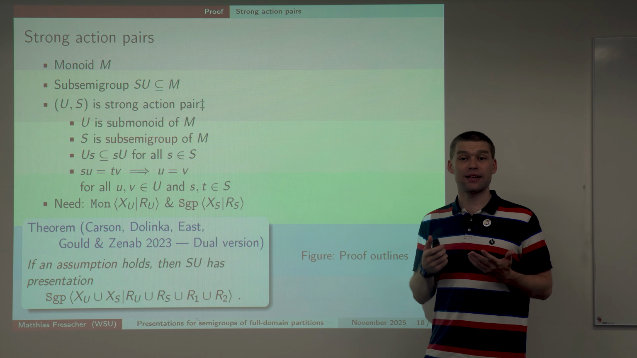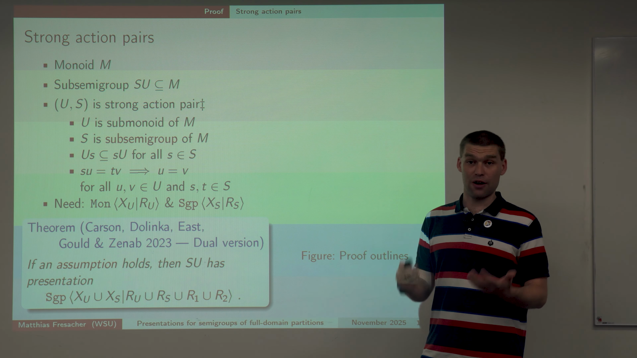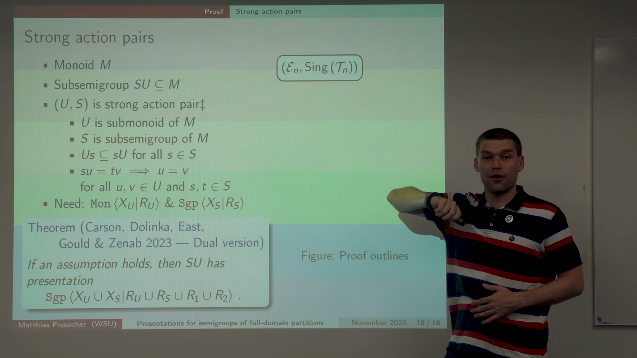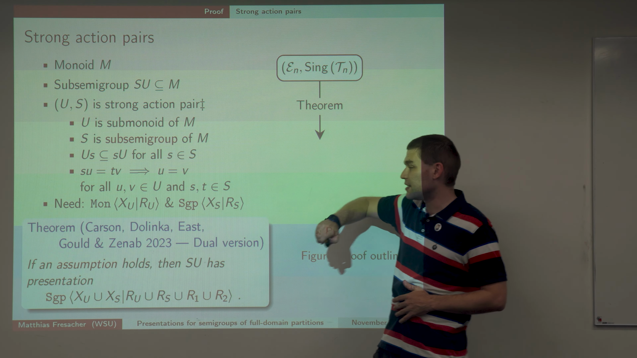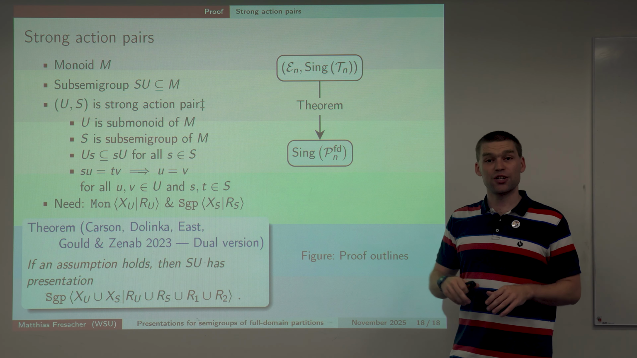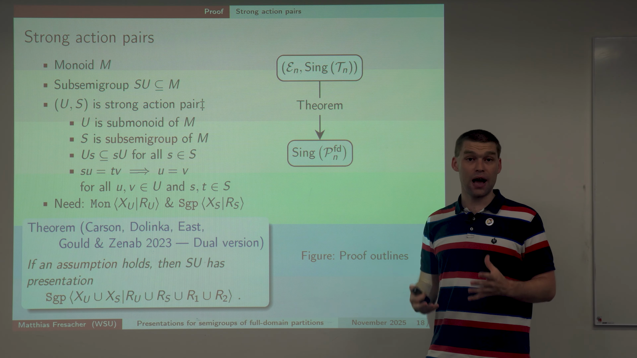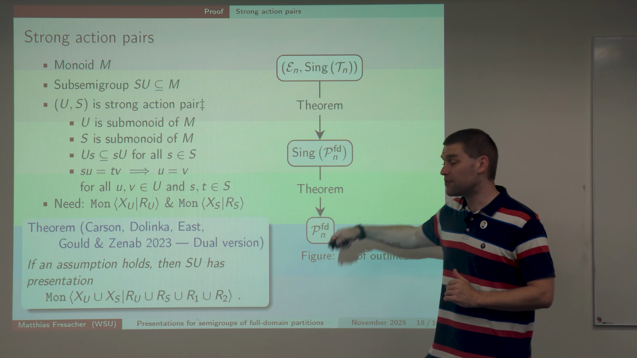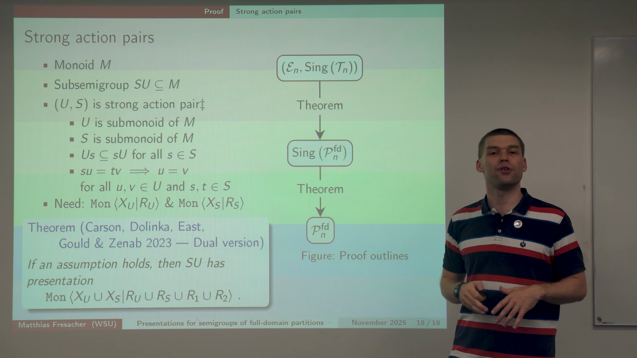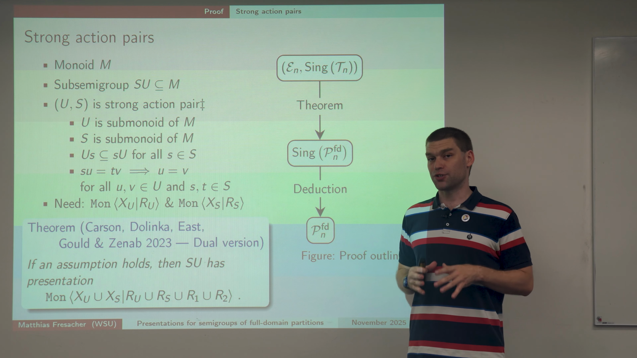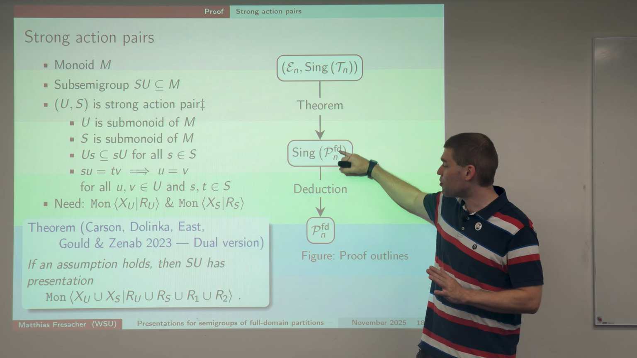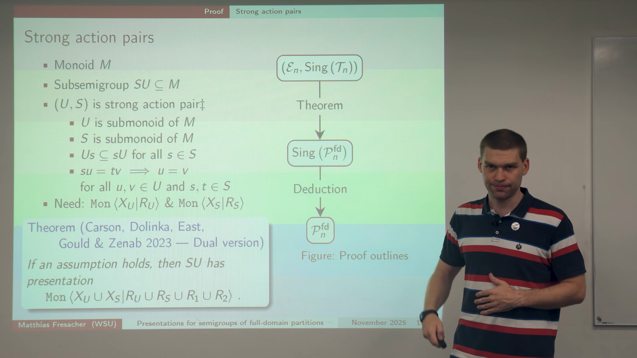That now allows me to state an outline of the proofs of our results. So we take the action pair En and the singular part of Tn. We apply this particular theorem. That gives us a presentation for the singular part of our monoid. And then we could apply the monoid version of this theorem to give a presentation for the full domain partition monoid. But instead we apply deduction, which sounds simple, but let me assure you that is a non-trivial step to go from here to here using deduction.